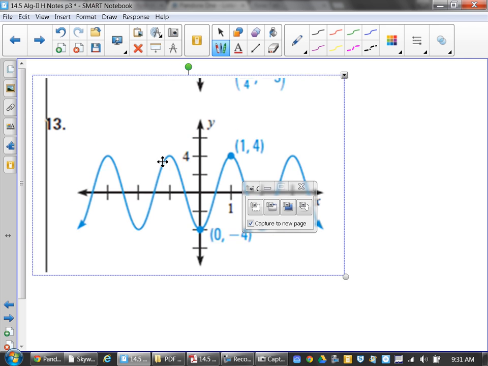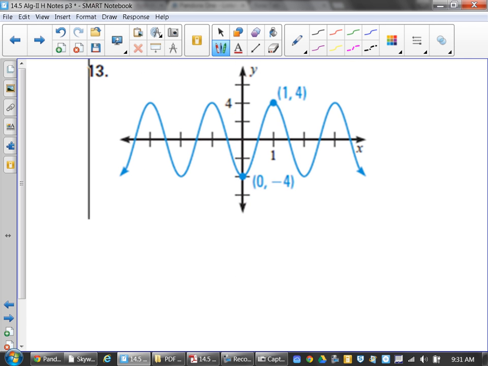If I start with 13, notice where it starts. It starts at a minimum and proceeds to go to its maximum. That tells you it's a negative cosine. It has to be a cosine because it starts at its minimum and automatically goes to its maximum, whereas a sine graph would start in between the two. So here we know this has to be a cosine, and it has an a value that's going to be negative because it starts at the minimum.